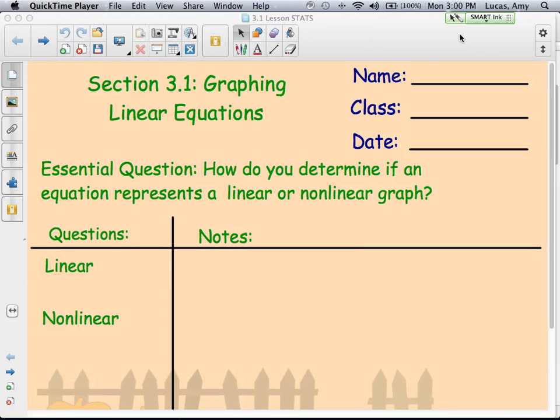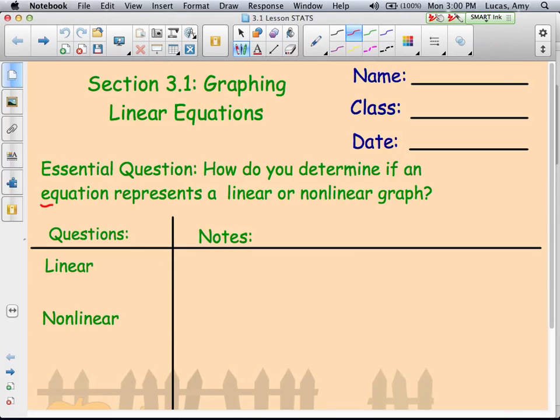The key word in this essential question is equation, because we are going to work on graphing today and figuring out from looking at a graph if something is linear or nonlinear, and then we are going to ask you to go back to the equations to determine what you see in the equations that cause you to think a graph is linear or nonlinear.